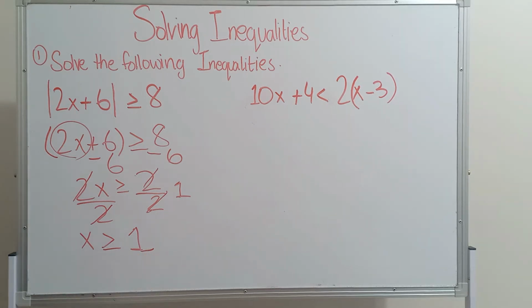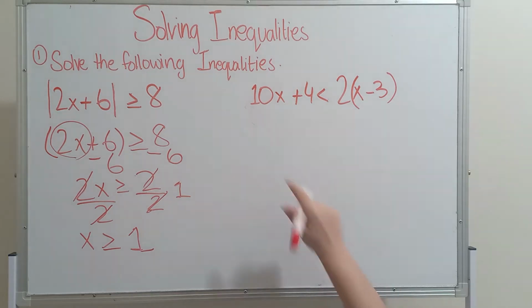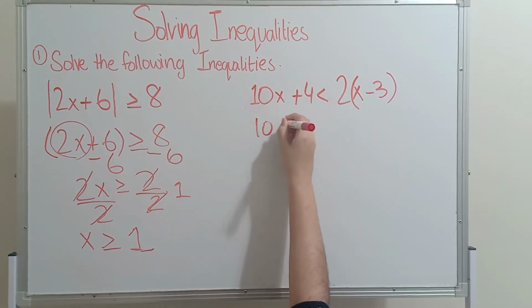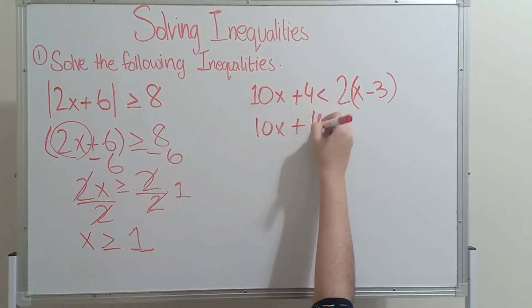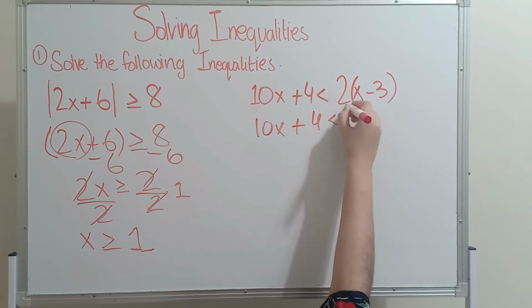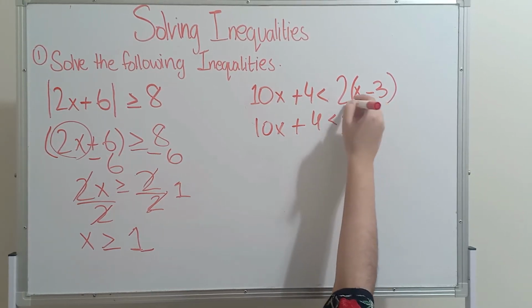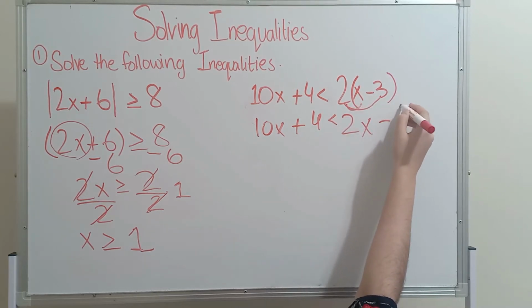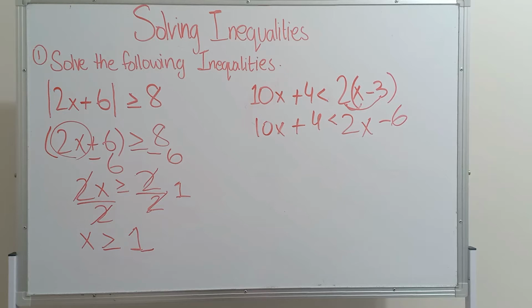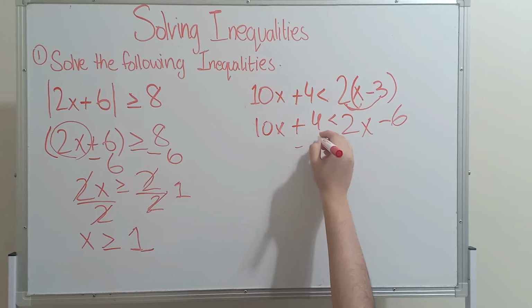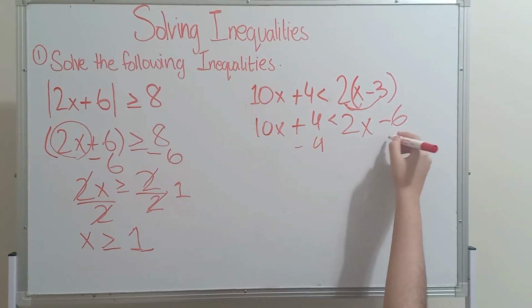Now let's move on to the second one. It says 10x plus 4 is less than 2 times x subtract 3. So we will have to do a few steps here in order to solve this. First we will have to simplify the other side. So 10x plus 4 is less than 2 times x, which is going to be 2x, and 2 times negative 3 is going to be negative 6. Now we will have to subtract. We can subtract this from both sides, so we will subtract 4 from both sides.